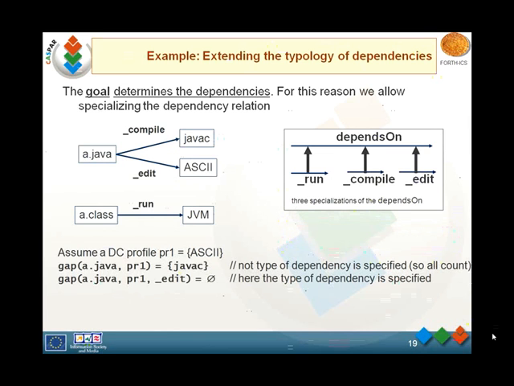Another rising question is if there is a clear way for identifying which are the dependencies of an object. The answer is that the goal determines the dependencies. Take for instance the following example. We have a file 8.java. If we want just to compile it, its dependencies include a Java compiler, while on the other hand, if we just want to read or edit that file, then we just depend on the ASCII format. Or if we want to run a program, then we depend on the Java Virtual Machine.